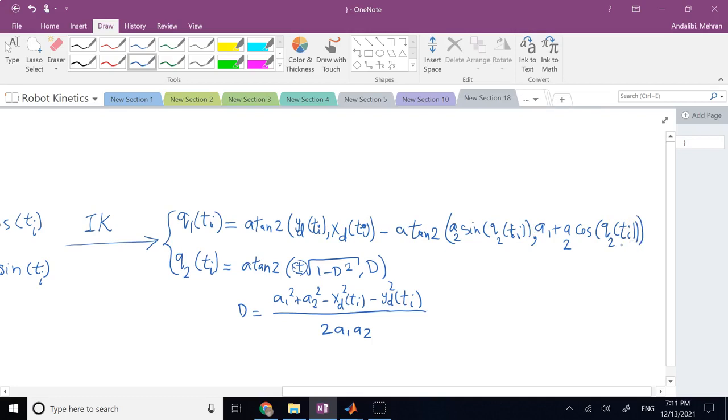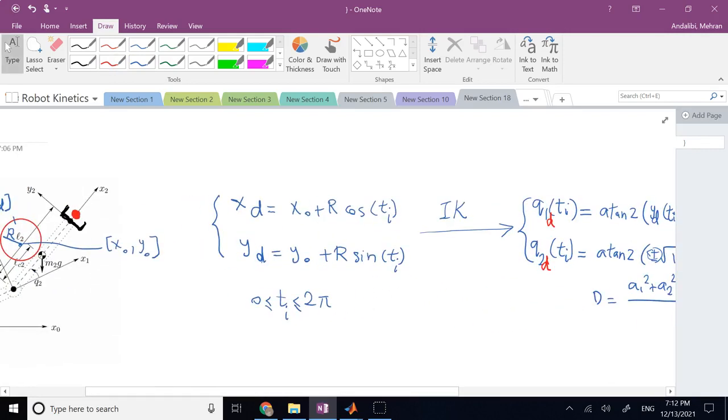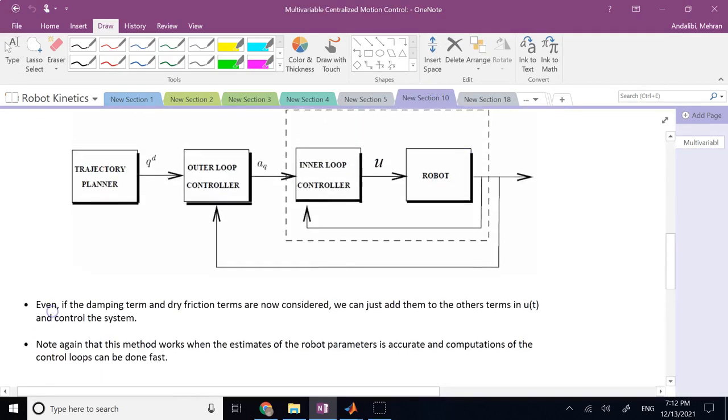So we apply inverse kinematics, we get Q1 and Q2, and now this Q1 and Q2 are really now going to be what? They are going to be Q1 desired and Q2 desired. If your joints follow these two angles, then I'm sure that the end effector is going to be X desired and Y desired, which is exactly on the circle.